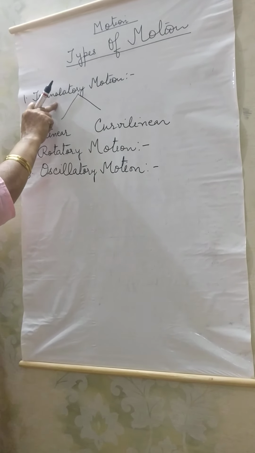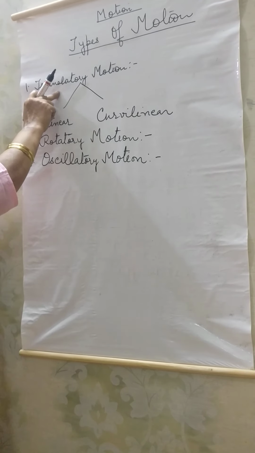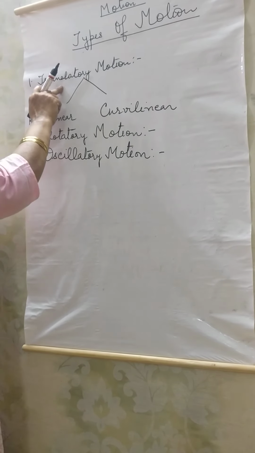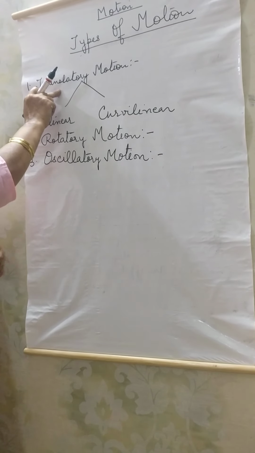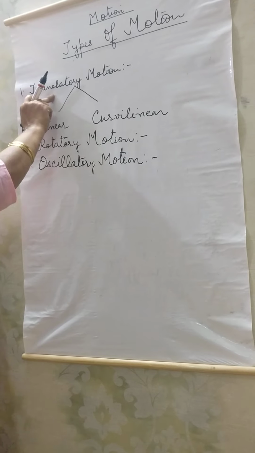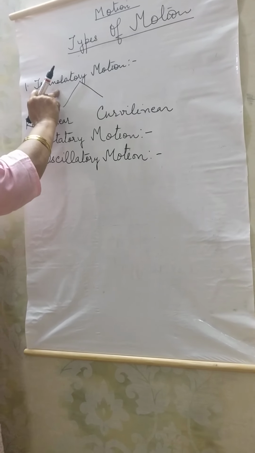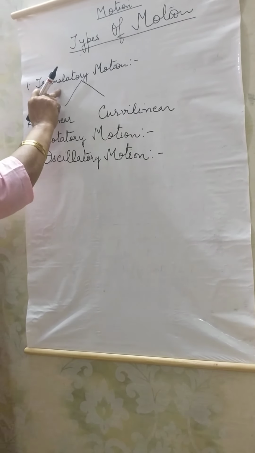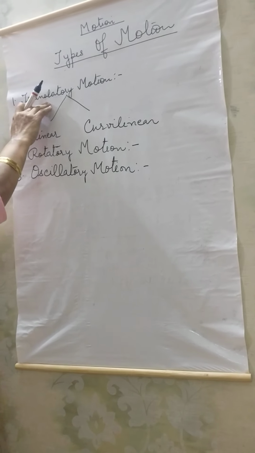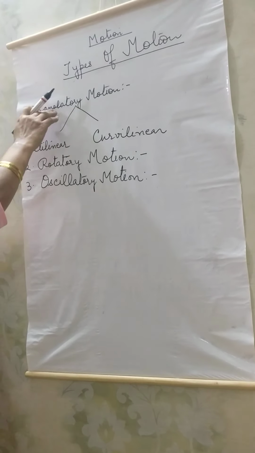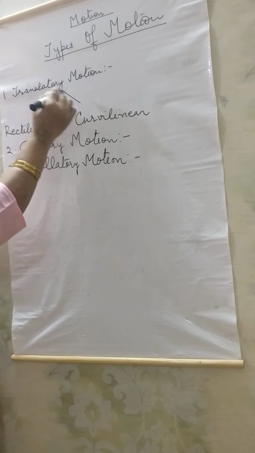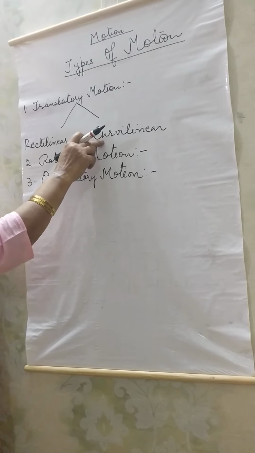For example, an apple falling from a tree, the earth revolving around the sun, a bus moving on a straight path, a child taking a curve while moving on a cycle, etc. These are some examples of translatory motion. Under translatory motion, there are two types of motion.